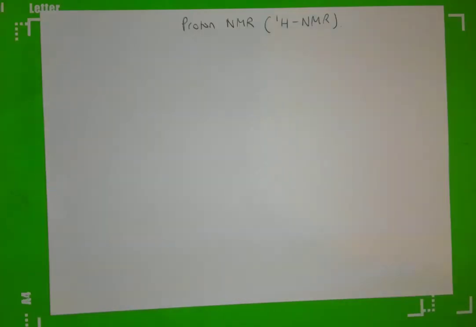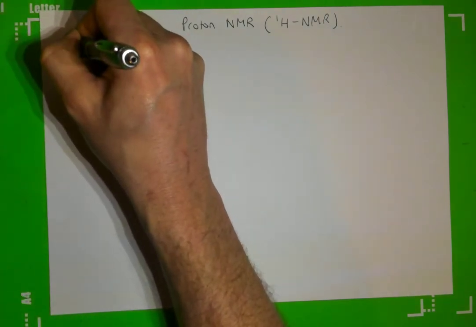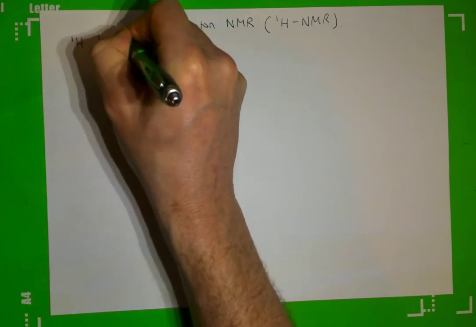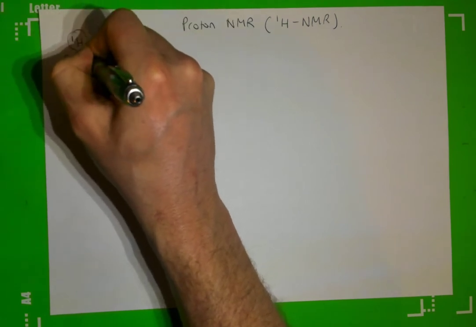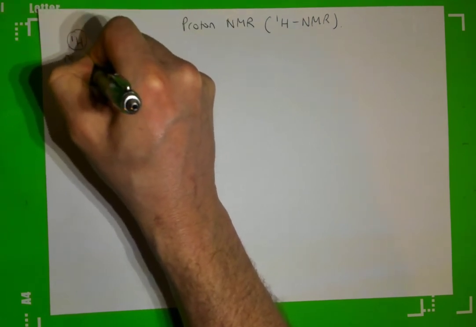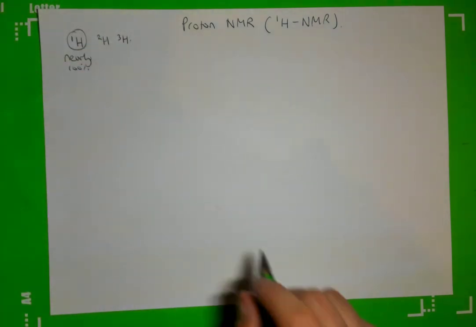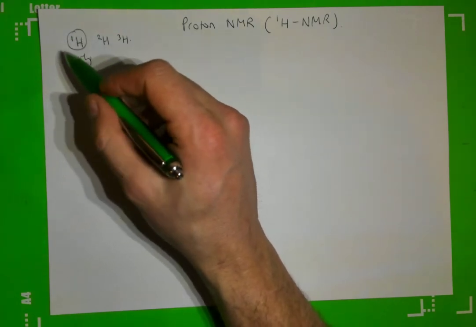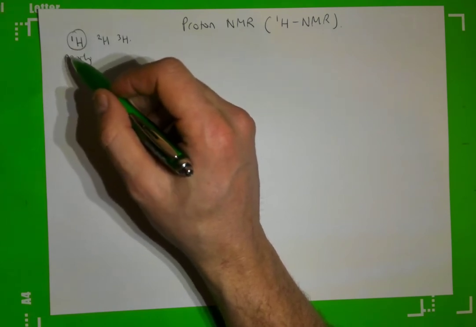This is proton NMR, and nearly all the hydrogen atoms have an isotope like this, rather than this one or that one. So most of them are that one. So it's nearly 100%. And what that means, unlike carbon-13 NMR, is that it's much easier to get a spectra. So we actually need a slightly less sample to get a proton NMR.